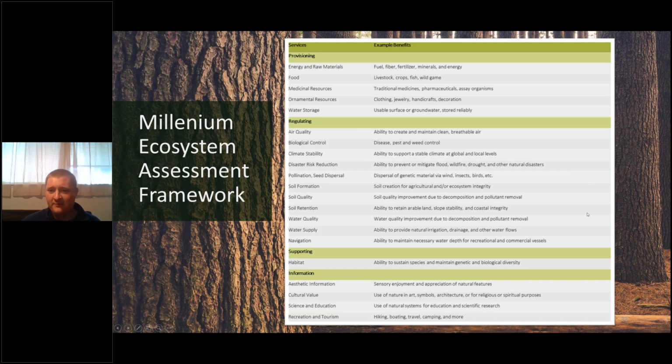You can see that regulating services are the biophysical means that provide a clean environment, such as air quality, water quality, things along those lines. Provisioning is more so the extraction of resources, so timberlands, things along those lines. Supporting services such as habitat enable other types of life forms to survive in terms of providing habitable places to live, essentially. And then information such as cultural or aesthetic values as well.